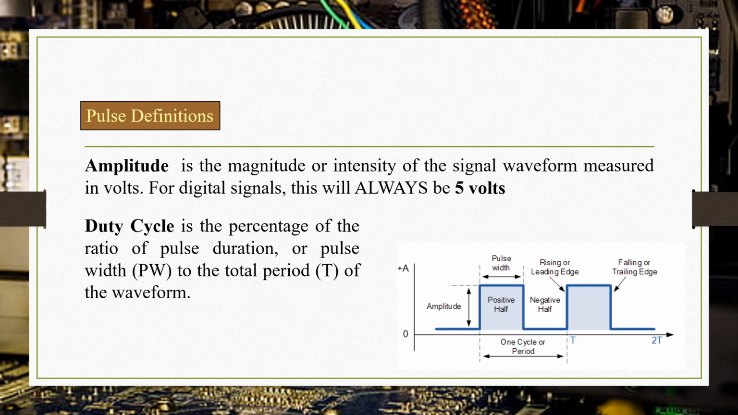The term amplitude defines the intensity, or the magnitude, of the signal waveform. For digital systems, it can have a minimum value of 0 and a maximum value of plus 5, so for digital signals the amplitude will always be 5 volts. Then the term duty cycle is the percentage ratio of the pulse width to the total period of the waveform. Pulse width, as we know, is the pulse duration. So duty cycle is equal to PW divided by T.